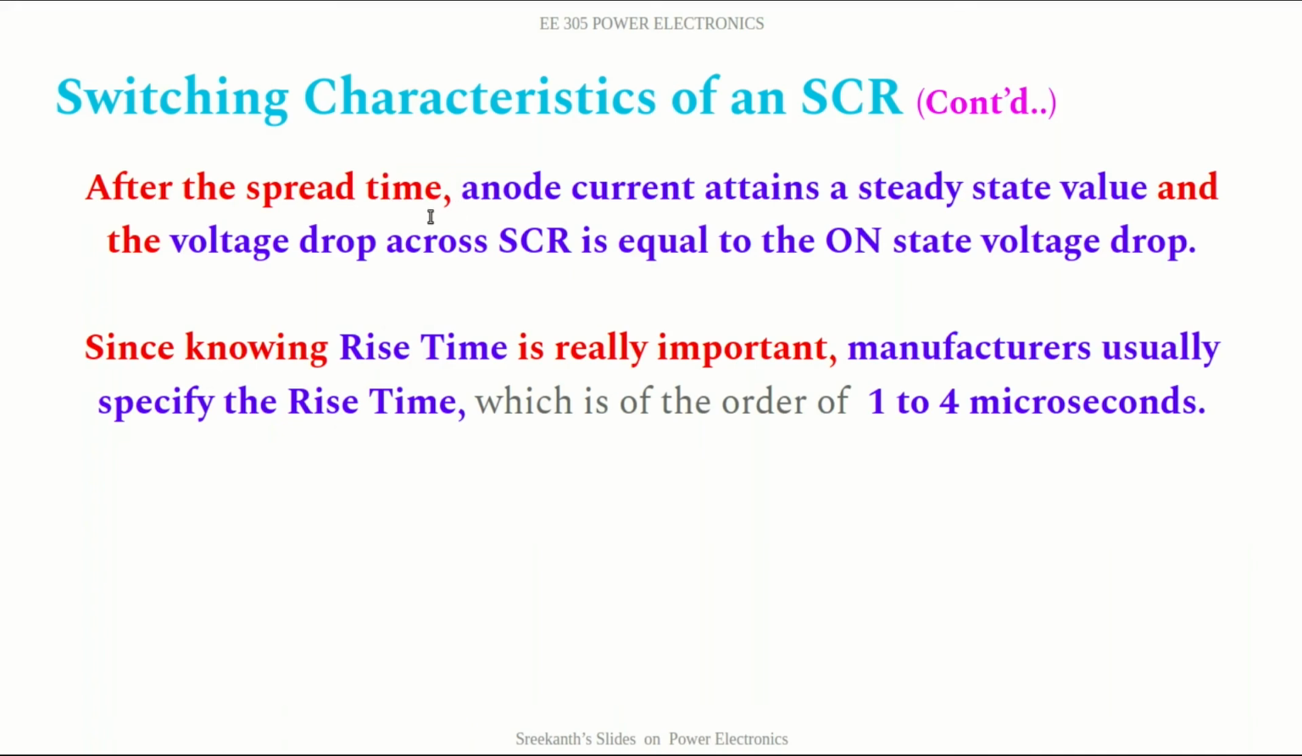Now, after the spread time, anode current attains a steady state value and the voltage drop across SCR is equal to the on-state voltage drop. Since knowing rise time is really important, manufacturers usually specify the rise time, which is of the order of 1 to 4 microseconds.